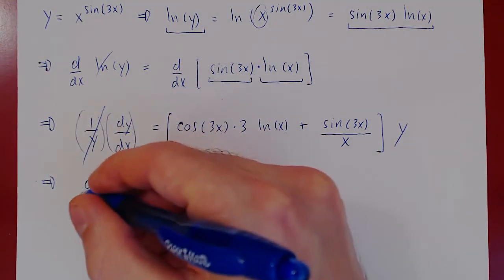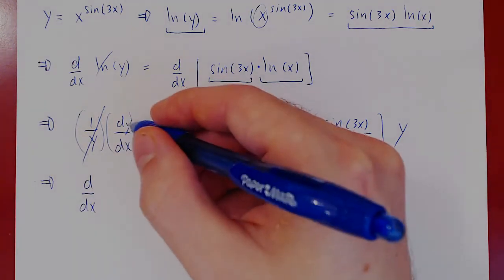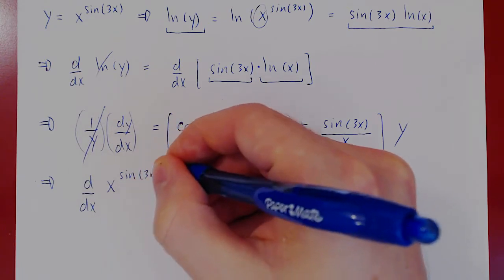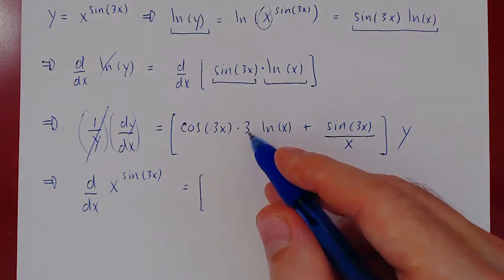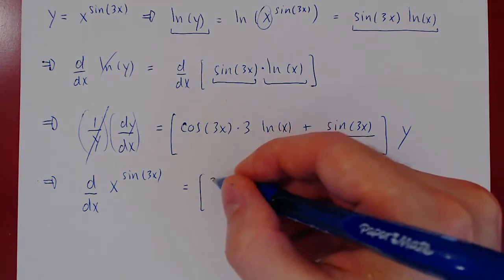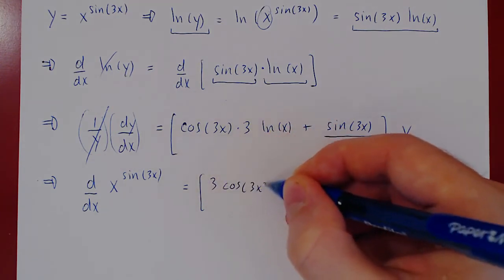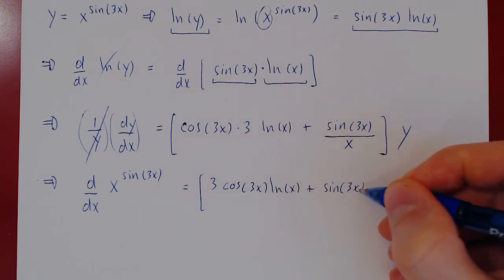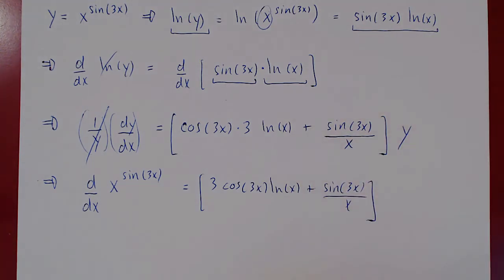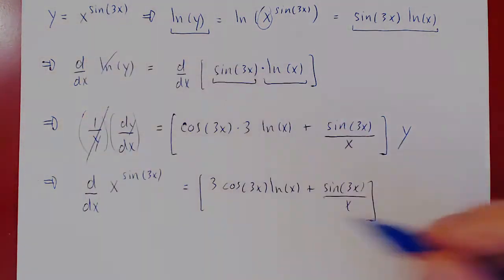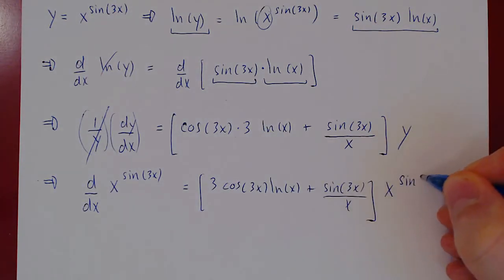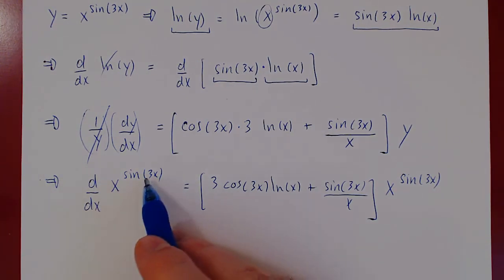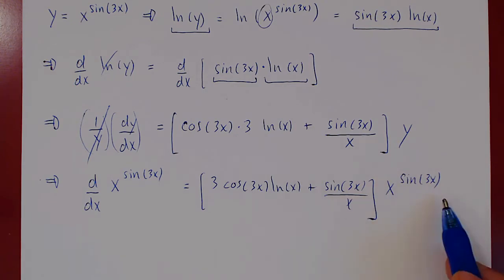The derivative of the function y, which is x to the sine of 3x, is equal to, we can write this as 3 cos of 3x ln of x. So 3 cosine of 3x ln of x plus sine of 3x over x times y, but y we know is x to the sine of 3x. And there you have it. The derivative of the function x to the sine of 3x is this times the function itself.